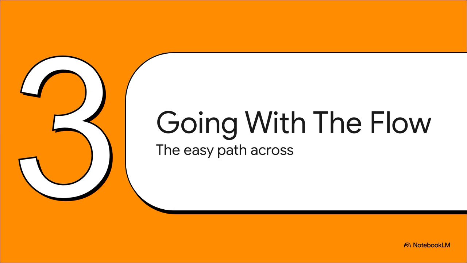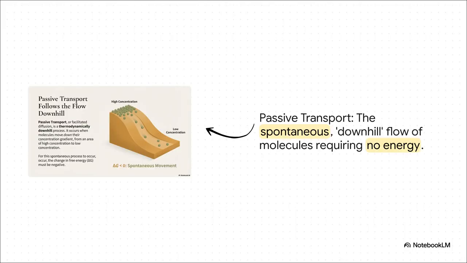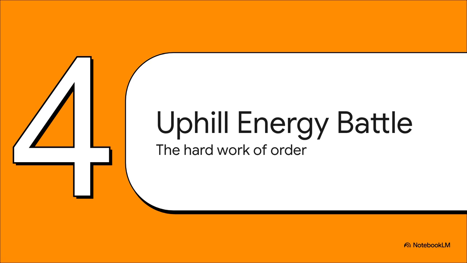Let's start with the easy way, going downhill. This is called passive transport. It's as simple as a ball rolling down a hill. Molecules will always move from an area where there's a lot of them to an area where there are fewer of them. It's a spontaneous, downhill process. It has a negative delta G, and it costs the cell zero energy. It's the freebie path.